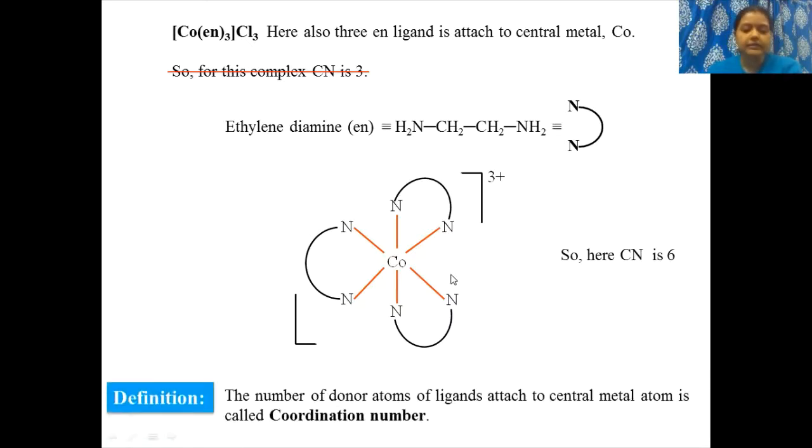So the definition of coordination number is the number of donor atoms of the ligands attached to the central metal atom.